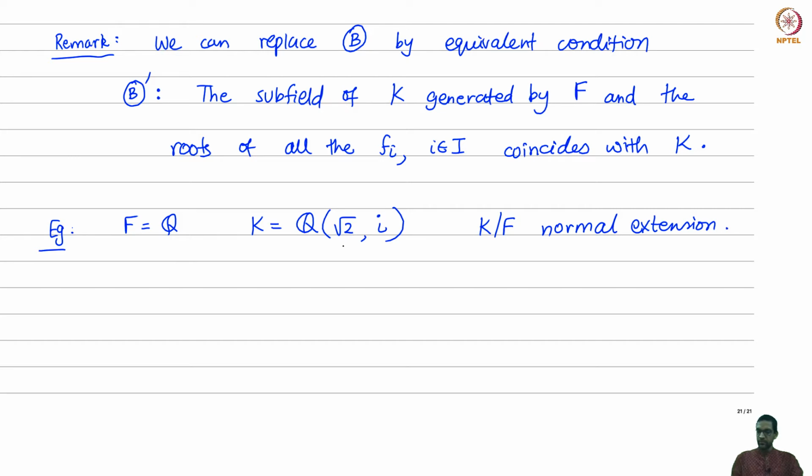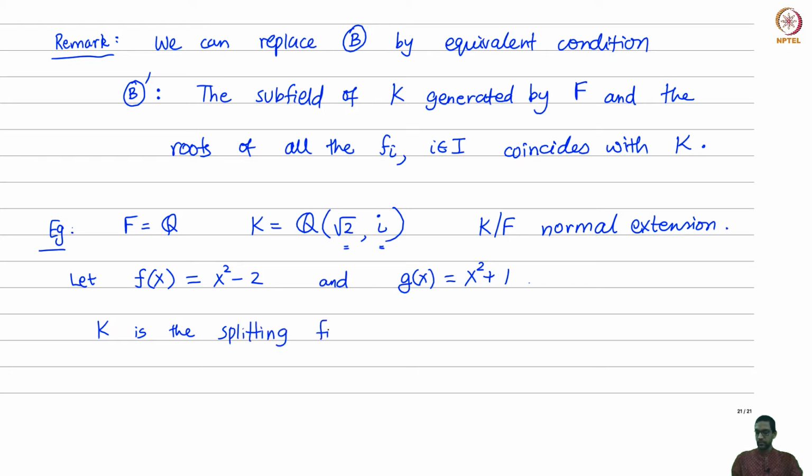If you look at the elements we adjoined, root 2 and i, it tells you what the polynomials should be. So let's take the polynomial f(x) equals x squared minus 2, and let g(x) be x squared plus 1. The claim is that K is the splitting field of this collection, in this case just two elements f and g.